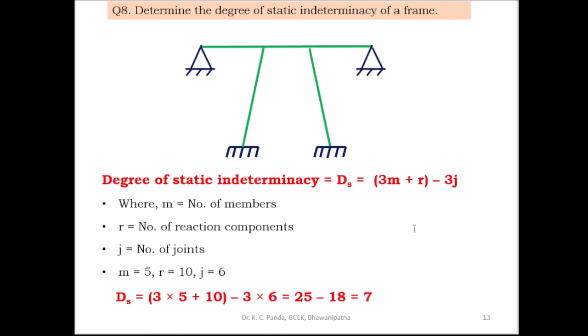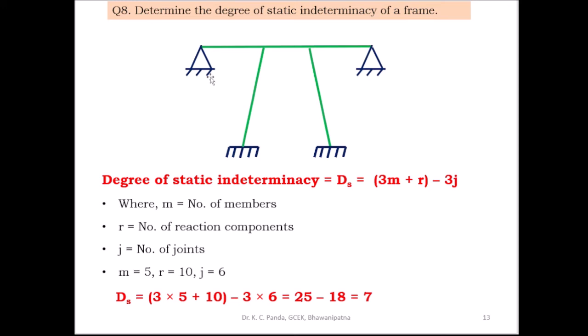Then coming to the next example, determine the degree of static indeterminacy of a frame. Here this is hinge support, this is hinge support, and this is fixed support, and this is fixed support. Find out the degree of static indeterminacy using this formula, ds is equal to 3m plus r minus 3j. The number of members are equal to 1, 2, 3, 4, 5. M is equal to 5.